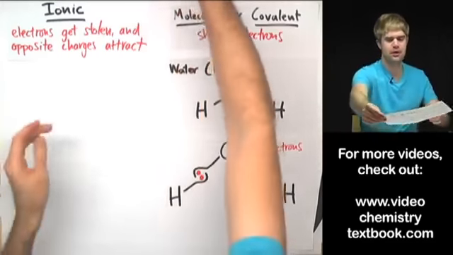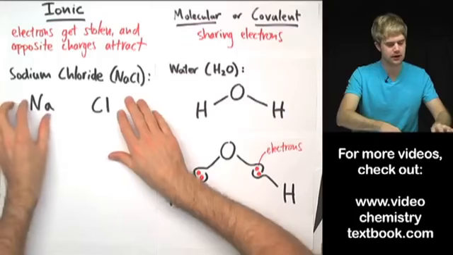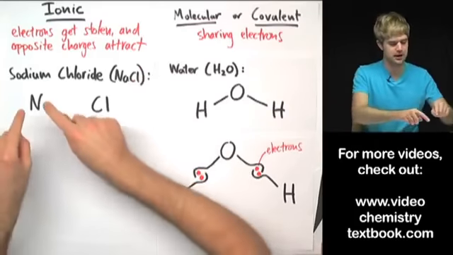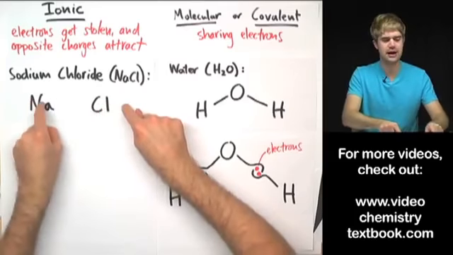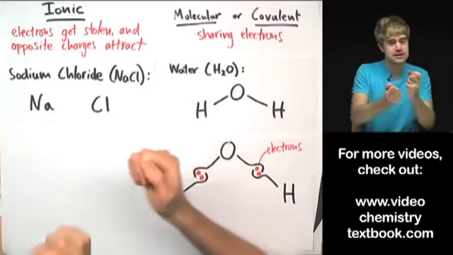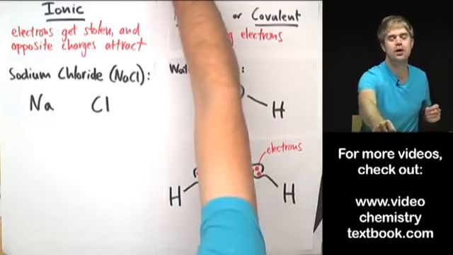Let me show you what I mean. So sodium chloride, or NaCl, is a very common ionic compound. It's made of sodium and chlorine, and here they are just hanging out. Now for these two guys to stick together, here is what happens.